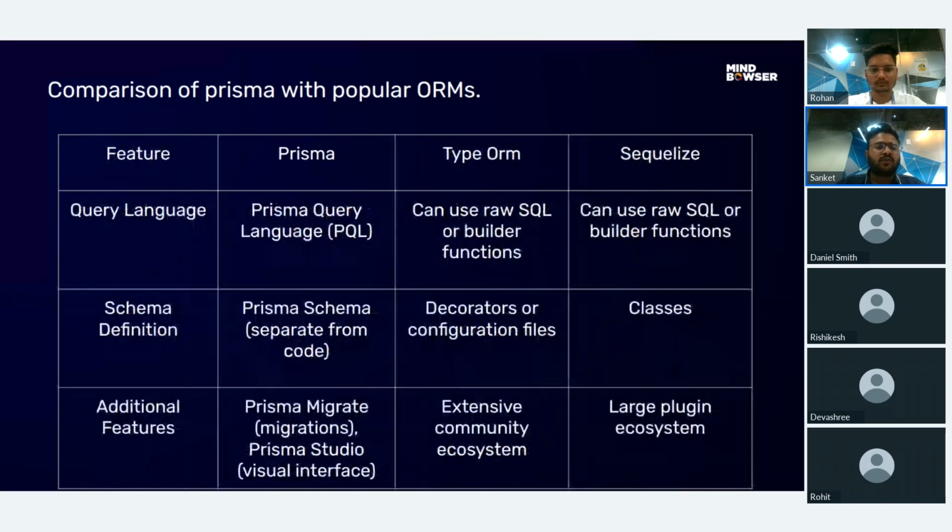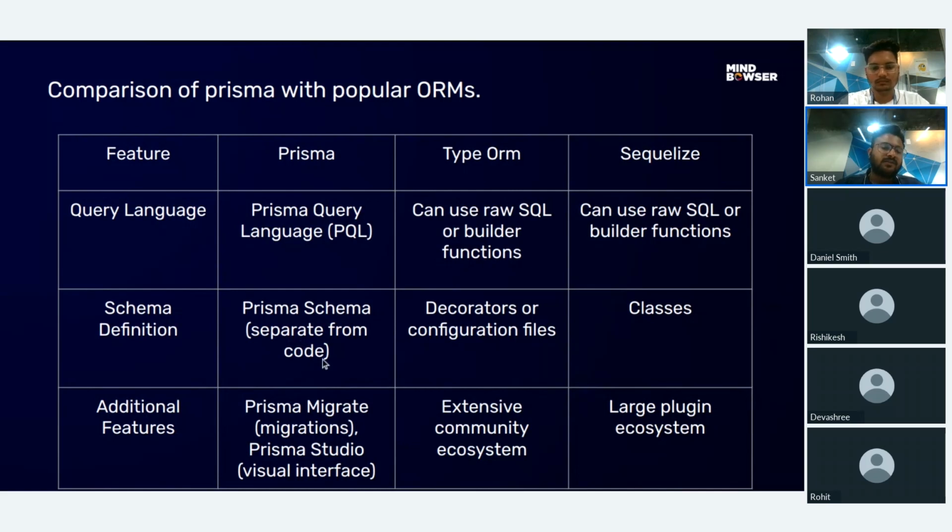For TypeORM and Sequelize, it is a bit of a steeper learning curve. Next, we have query language. Prisma internally uses Prisma query language. In TypeORM, you can use raw queries or builder functions. Same in Sequelize, you can use raw queries or builder functions. For schema definition, the Prisma schema is separate from the code. TypeORM has decorators or configuration files, and Sequelize has schema definition in classes.